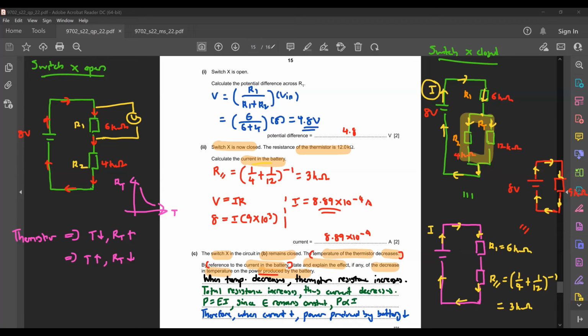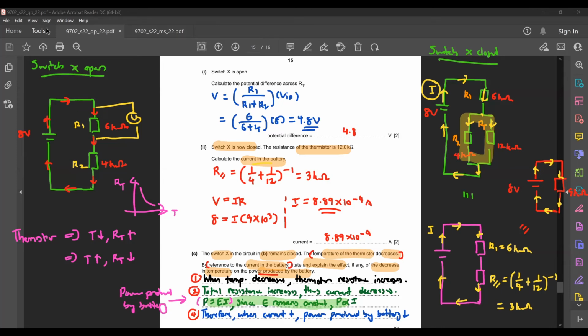All right. So your points will be this first sentence, this second sentence, and the fourth sentence here. The third sentence here, since P equals EI, since E remains constant, P is proportional to I, is probably not something that will be given any mark. The P equals EI here refers to power produced by battery.